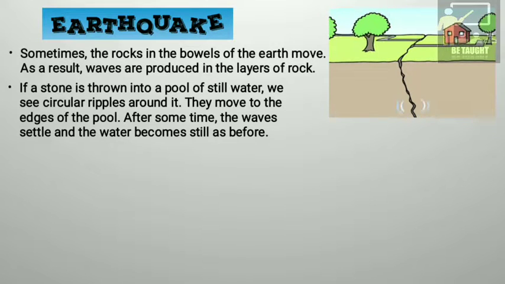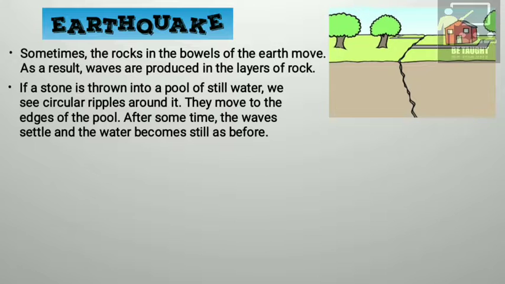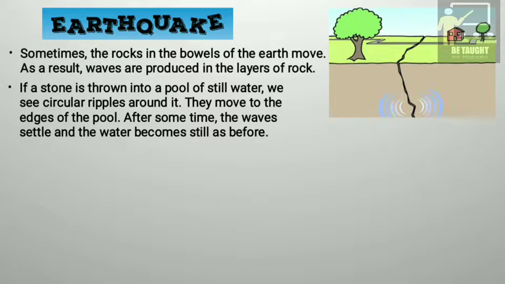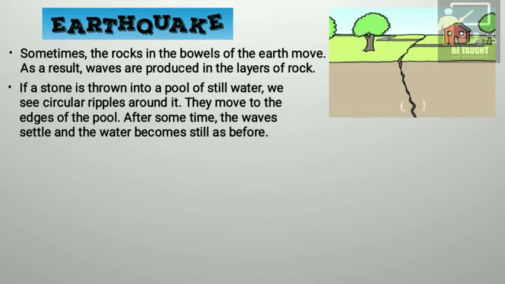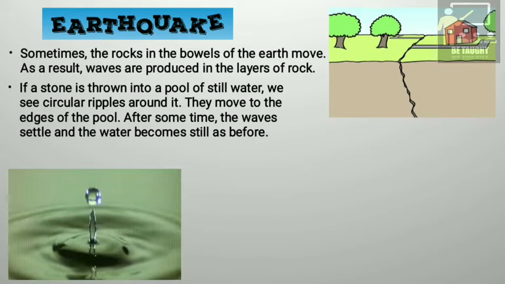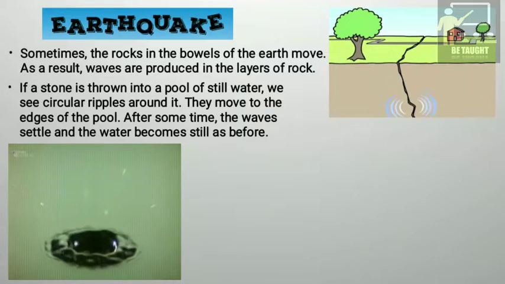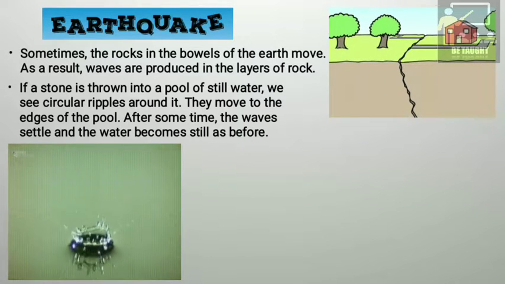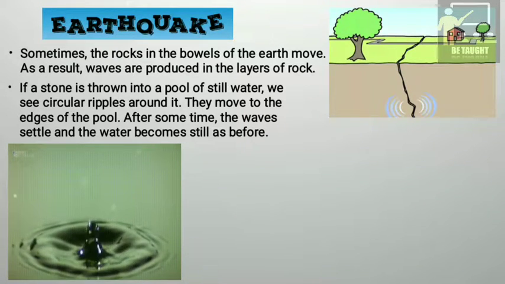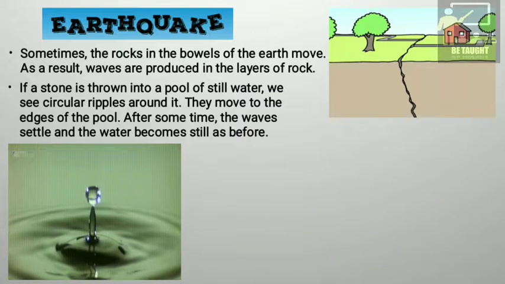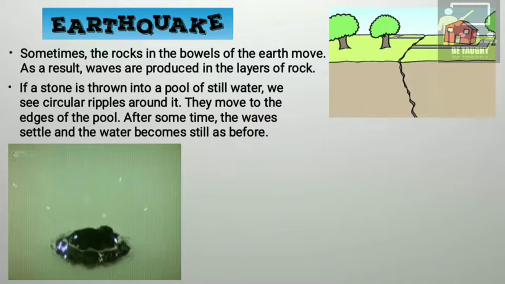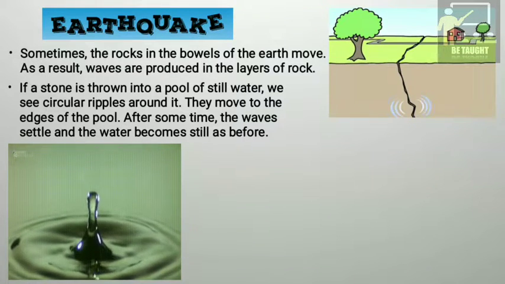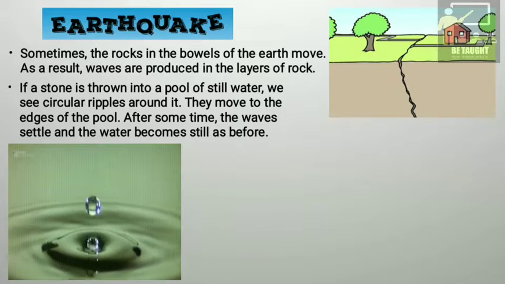If a stone is thrown into a pool of still water, we see circular ripples around it. They move to the edges of the pool. After some time, the waves settle and the water becomes still as before. So this is an example of how earthquakes occur.